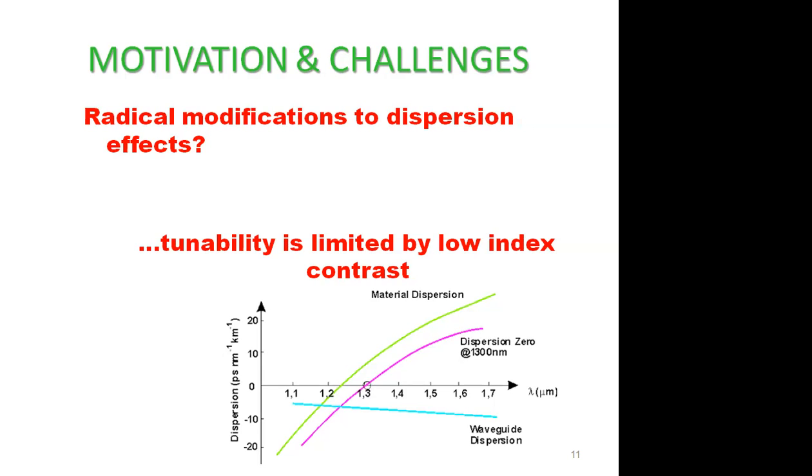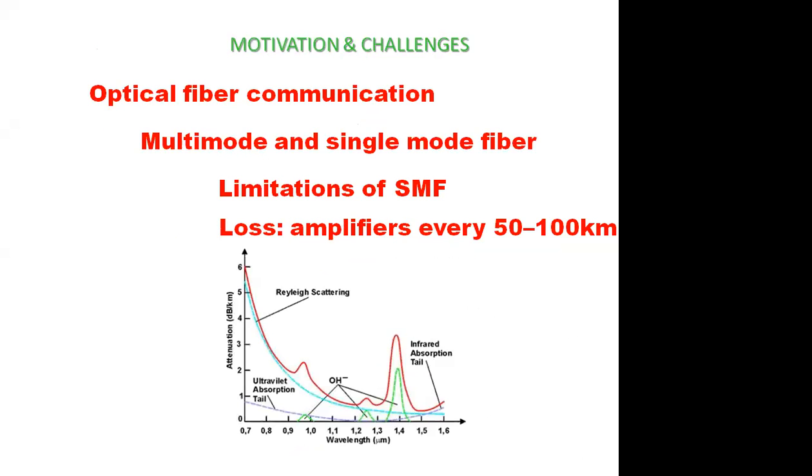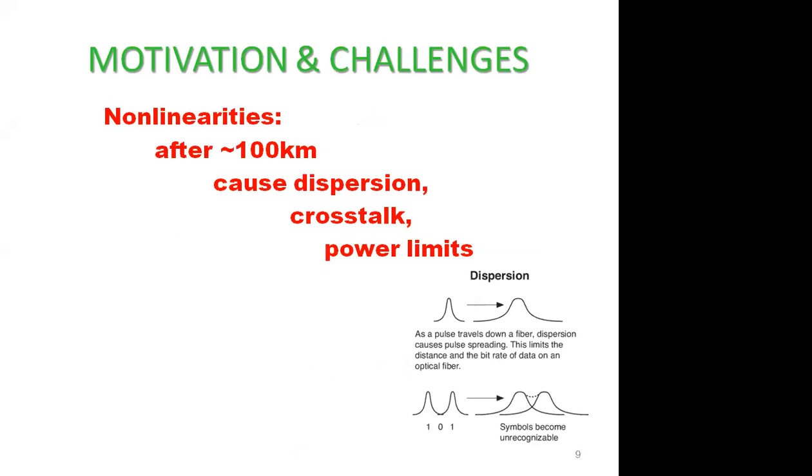But at 1300, losses are more. If you look at this curve, at 1300, we have a more loss than 1550. So there are two things. One is dispersion, the other one is loss. At 1300 dispersion is zero, but loss is more. At 1550, loss is less, dispersion is more. Which one is used? 1300 or 1550? Which will we use?